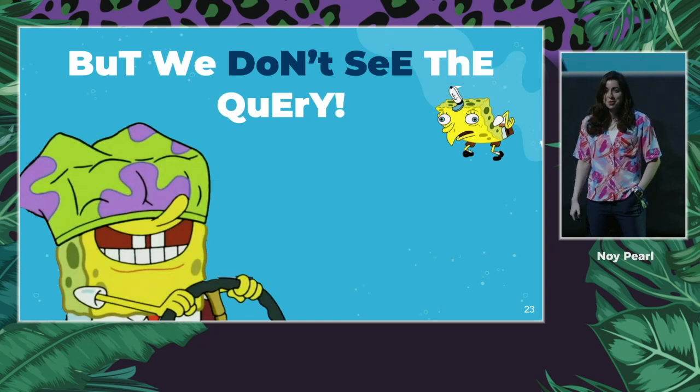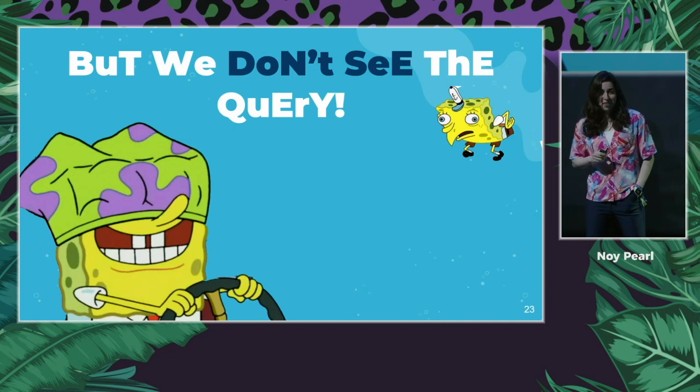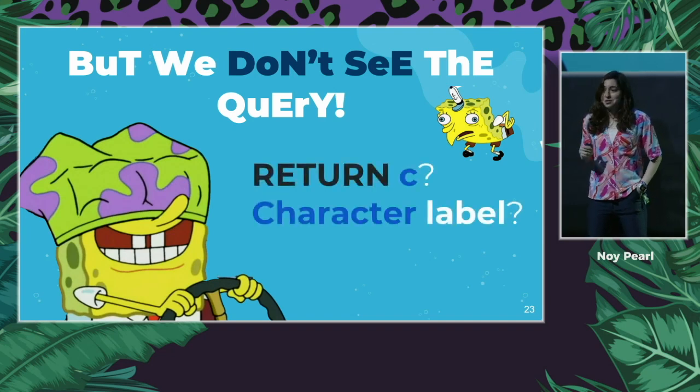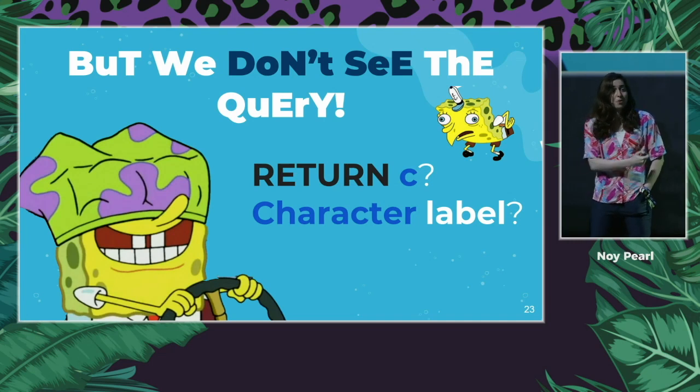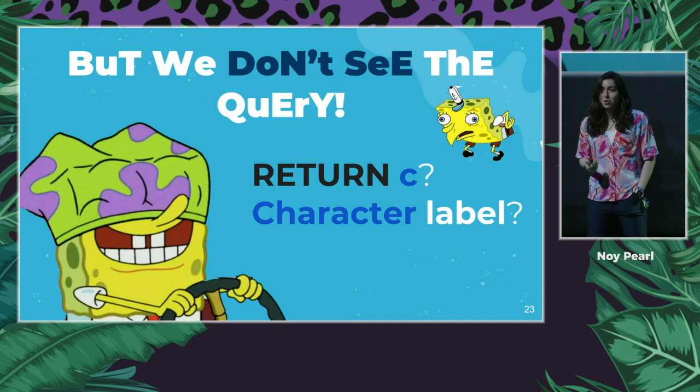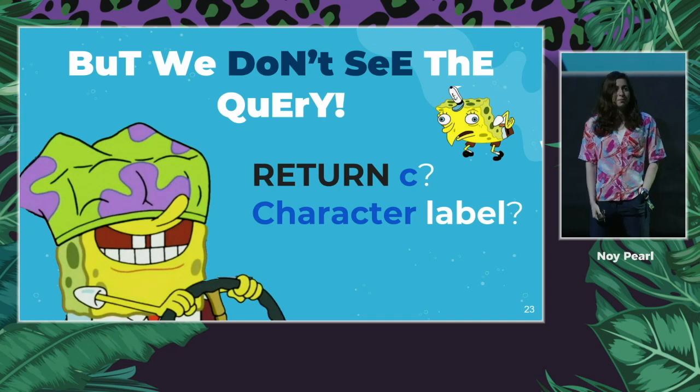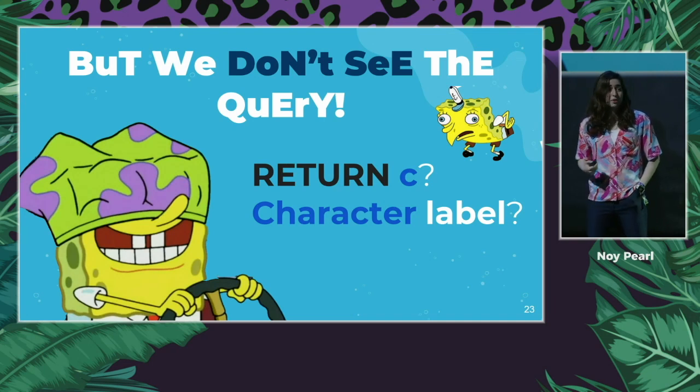But we don't see the query. I mean, I'm returning to the previous question that I avoided. We don't actually know that there is a return C. I mean, we don't know to inject return C. We don't know that there is a label called character in the database because we are an attacker from outside. We have no idea how the database actually looks like. So how can we still be able to inject something? Because obviously, we have to use this return, but still not break the query. Let's see how we're going to do it.